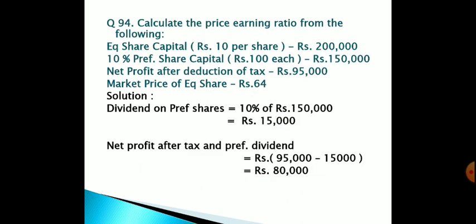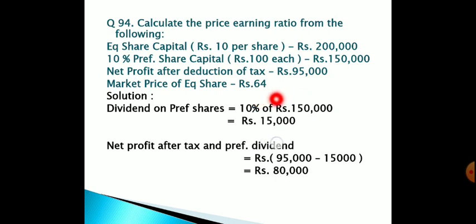Now let us solve some practical questions from GK Goel. Question number 94. Calculate the price earning ratio from the following: equity share capital, rupees 10 per share, rupees 2 lakh; 10% preference share capital, rupees 100 each, rupees 1,50,000; net profit after deduction of tax, rupees 95,000; market price of equity share is rupees 64.